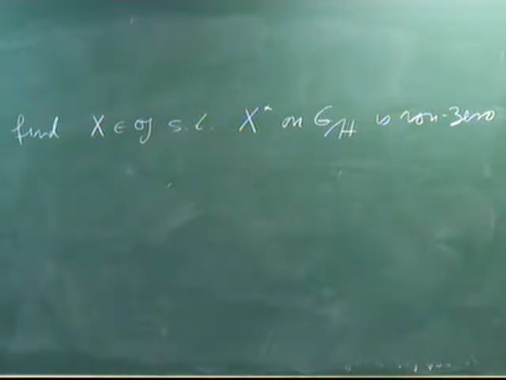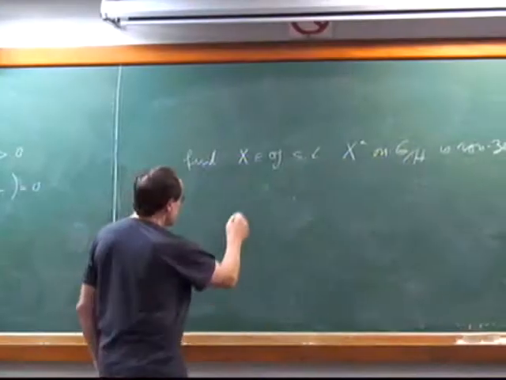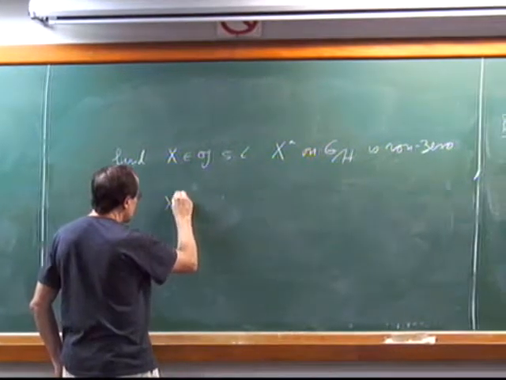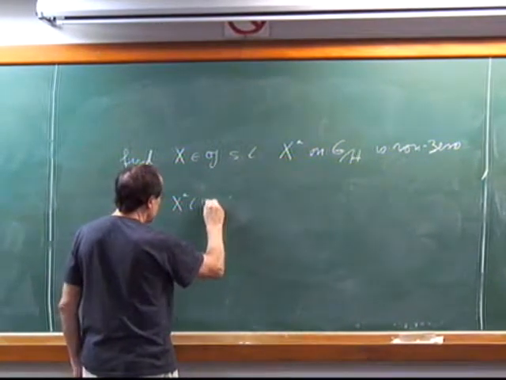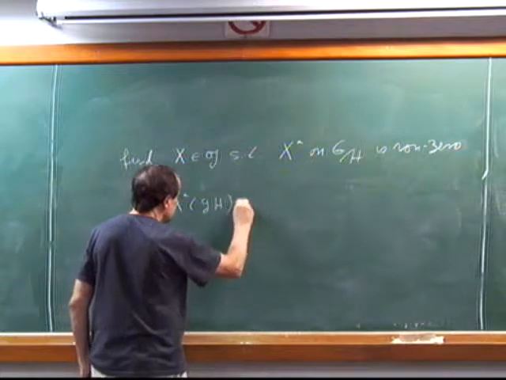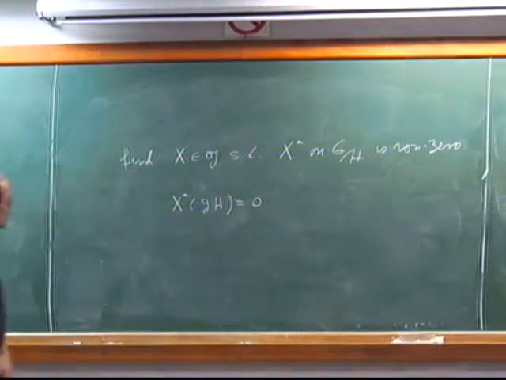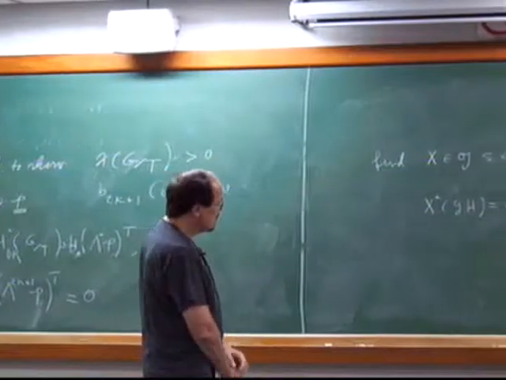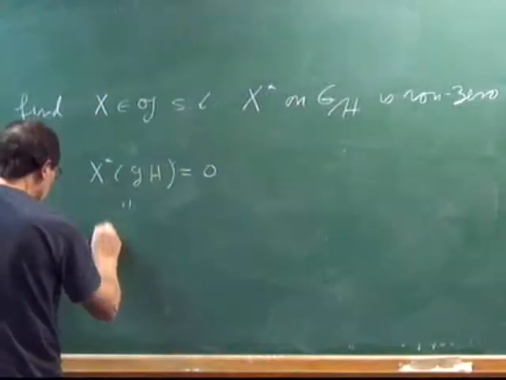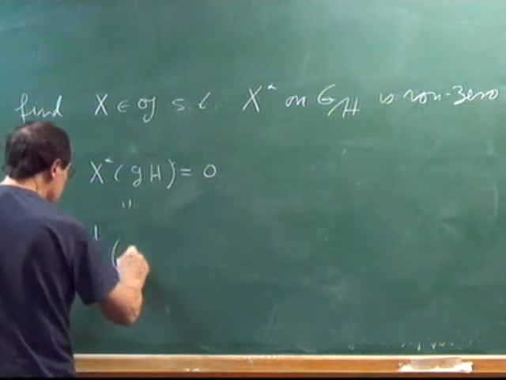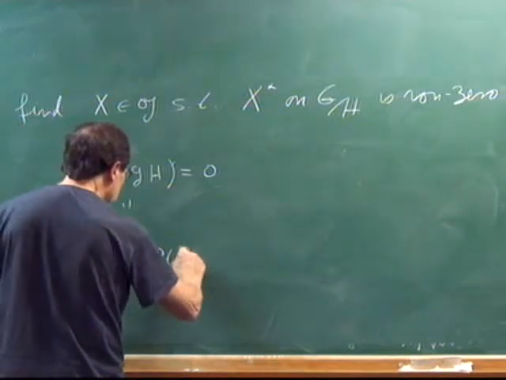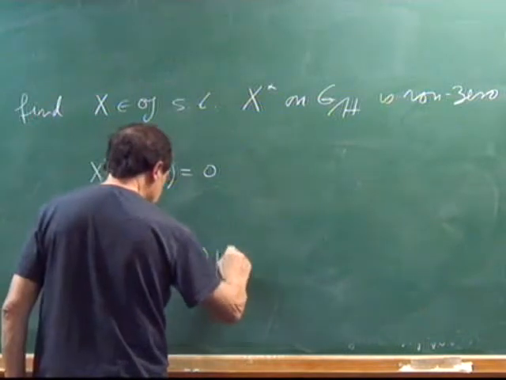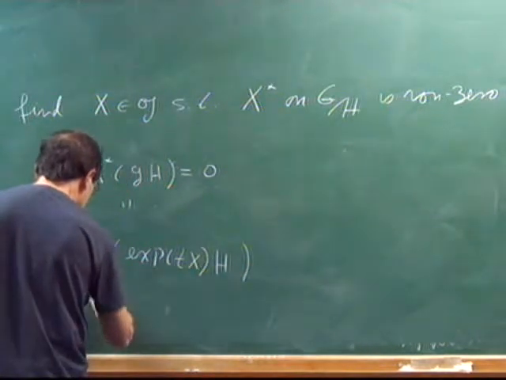So let's first say, what does it mean that X star vanishes at a point gH? So I have my action field. Remember, I just apply the one parameter group and differentiate. That's how the action field is defined. So this here was d/dt of exp(tX) times h at t equals 0.